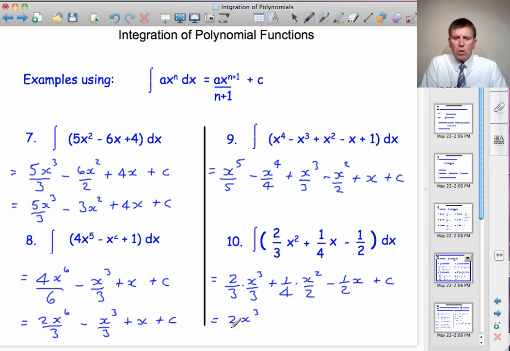So let's tidy this up, and we've got 3 times 3 in the denominator, so that's 2x cubed over 9 plus x squared over 8 minus x over 2 plus a constant. And that completes these set examples on what we call indefinite integration. Indefinite because we've got a constant in it that we can't get rid of each time.